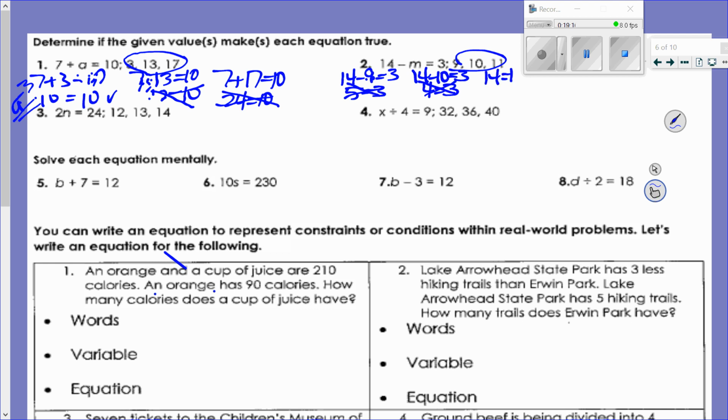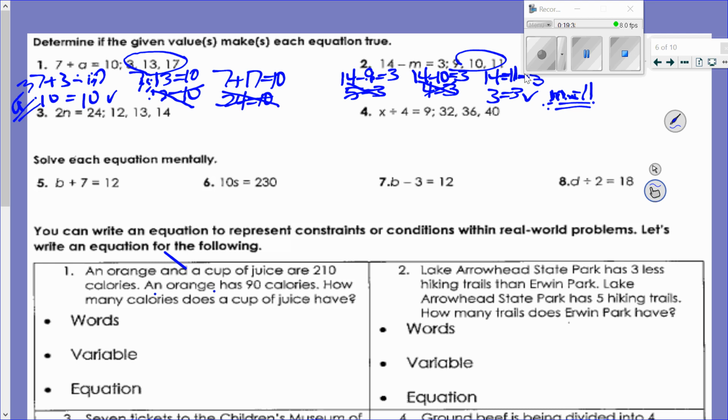14 minus 11 equals 3. 3 equals 3. There's my check, so I know M equals 11. Again, I know I have found my solution once I find my true statement.